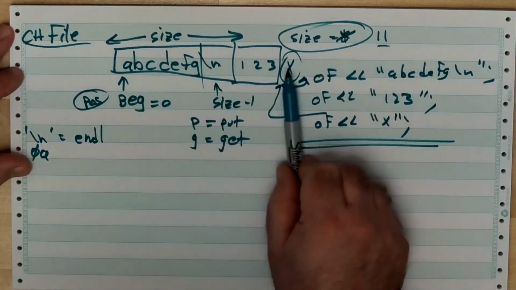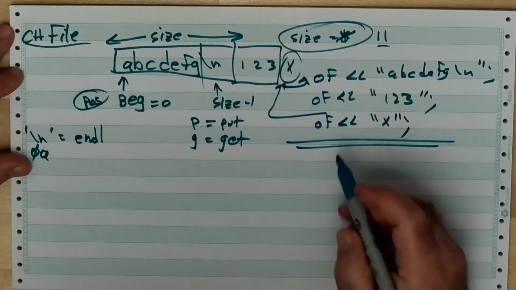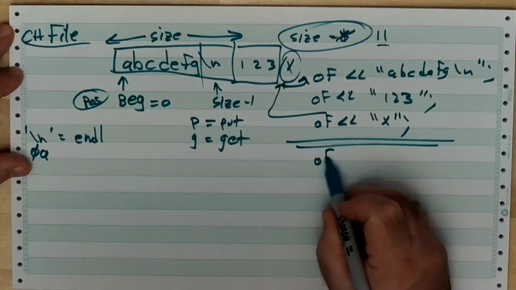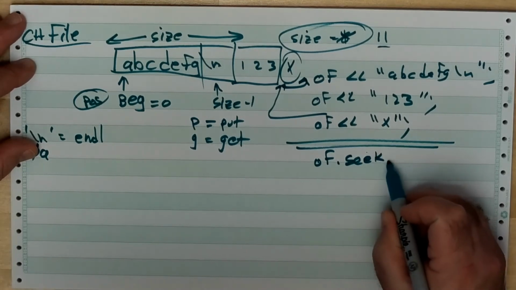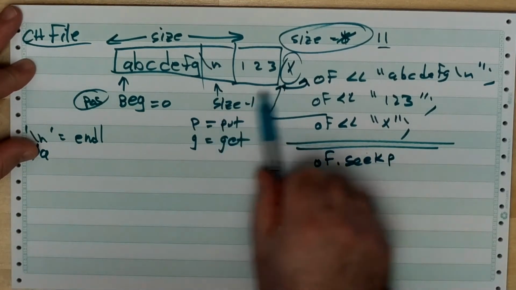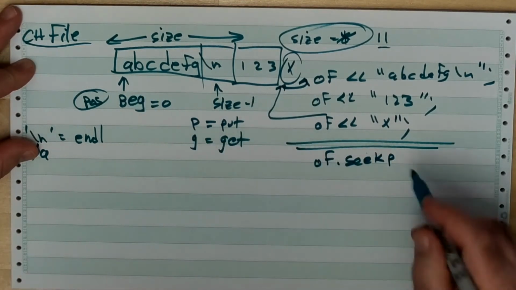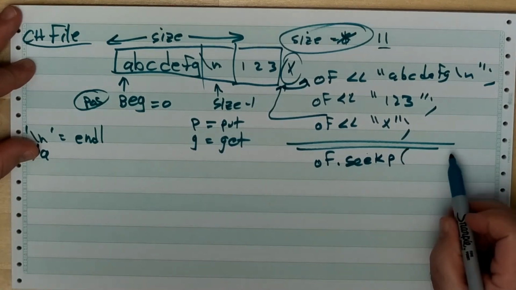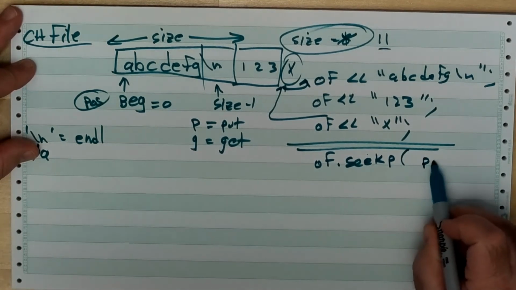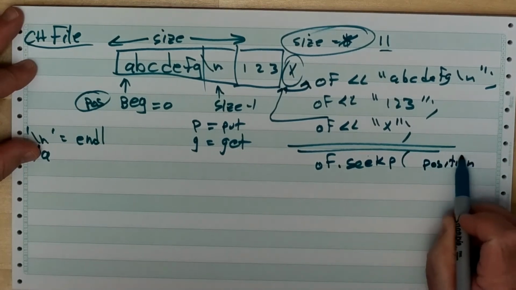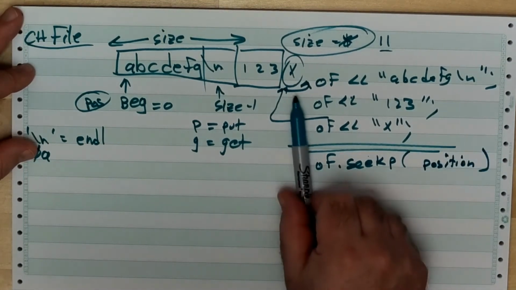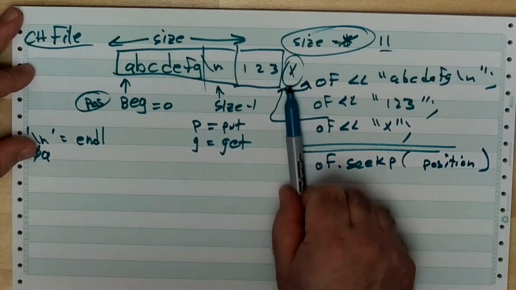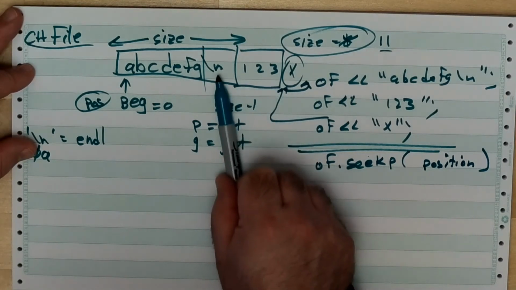Or wherever I want, quite frankly. So if I did that, I could say something like output file dot seekp. I'm going to seek around in the file, all right? And I can give it a position in here. And when I do this, I can say move it back, say 1, 2, 3, 4, 5, 6, 7.